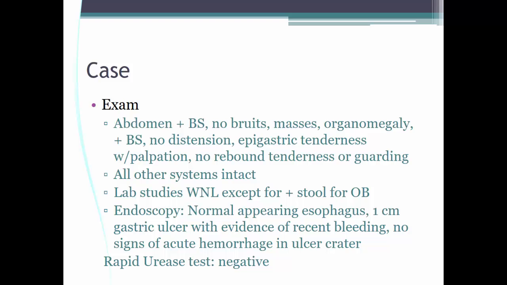Remember, these patients tend to have microcytic hypochromic anemia from occult blood. Endoscopy shows a normal appearing esophagus, 1 centimeter gastric ulcer with evidence of recent bleeding. No signs of acute hemorrhage in the ulcer crater. And the rapid urease test is negative. Remember, this is a test to capture Helicobacter pylori, which is the most common cause of peptic ulcer disease.